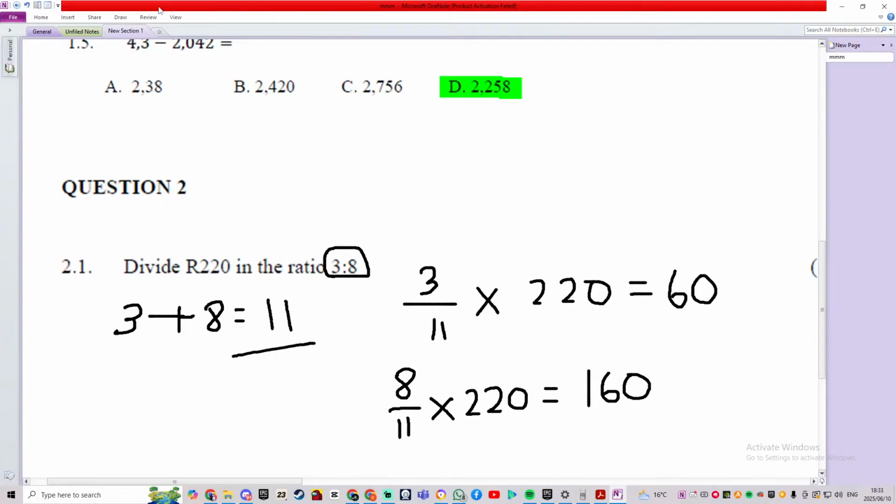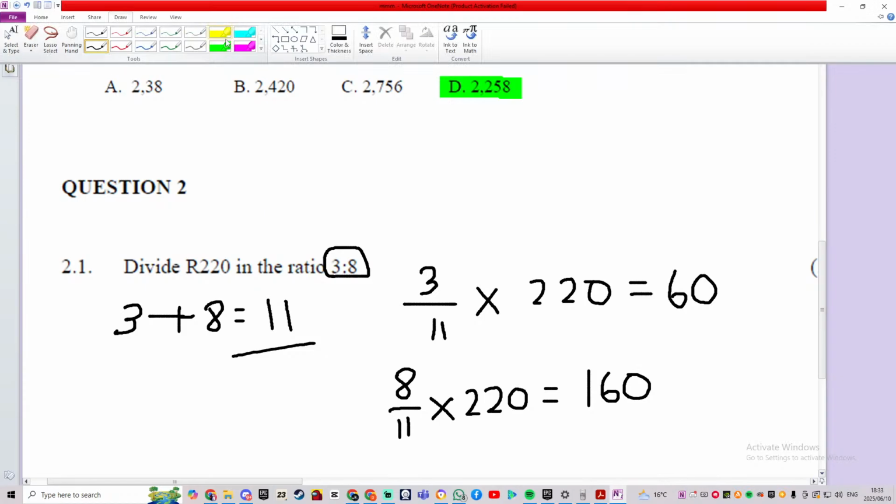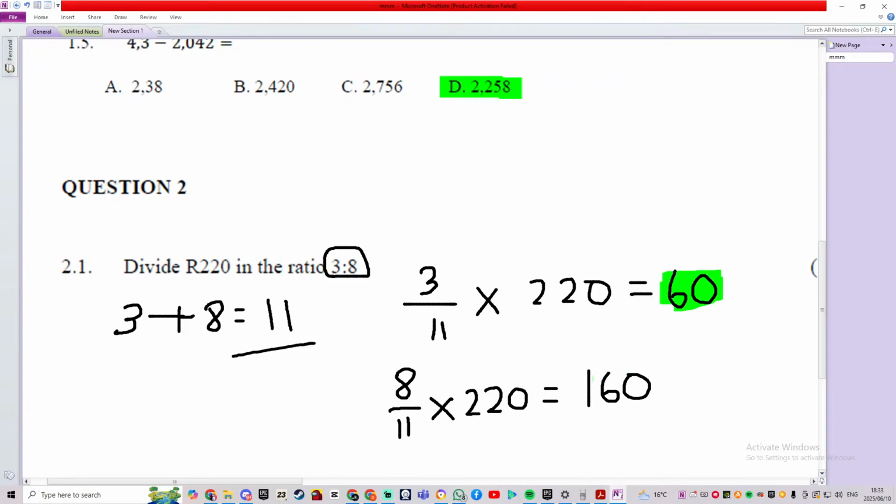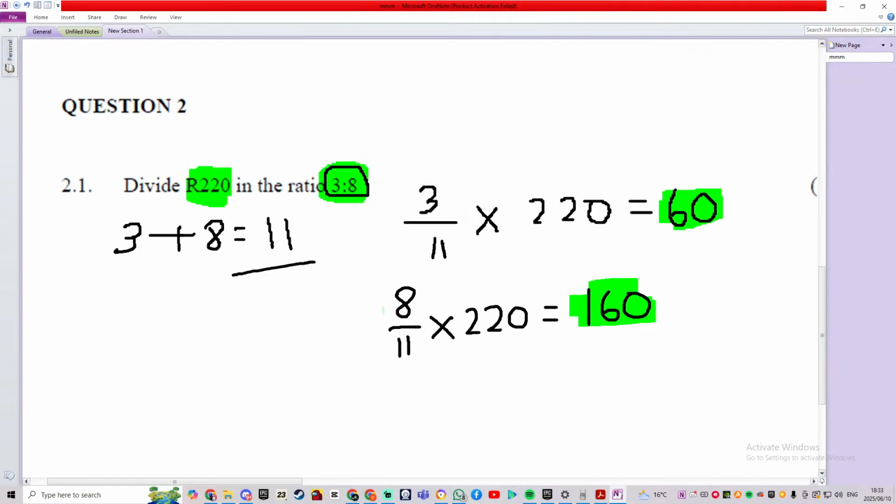What's important to note when you are dividing ratios is that this value 60, if you add it to the 160, you should get back to 220, because it's dividing the ratio. But let's hope that we get some application questions there as well. I think in the grade 9 test, yes, EMAG Junior. Don't forget to multiply by 220 for both of those, like we did over here.